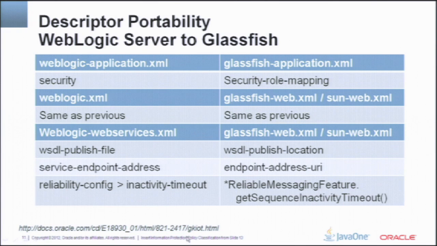One thing I wanted to point out here, though, is that on the web services side, there are a handful of elements that exist in WebLogic configurations that don't have a companion configuration on the GlassFish side. So an example is here in web services where I can configure this via XML, but on the GlassFish side I would actually have to configure it in my class.